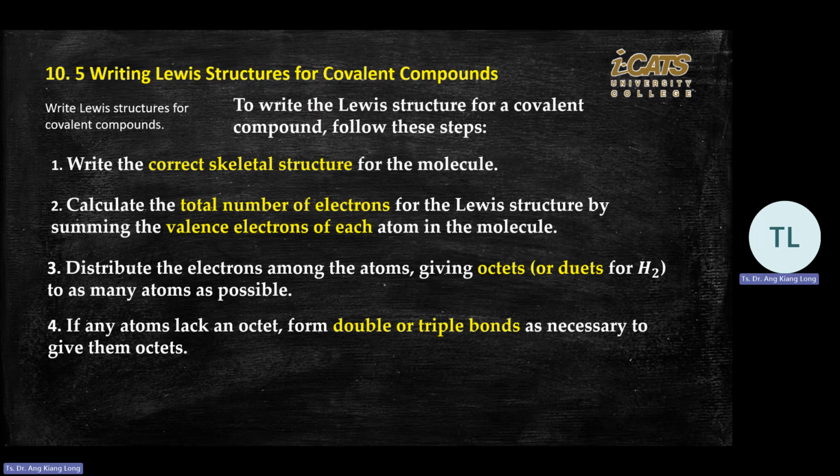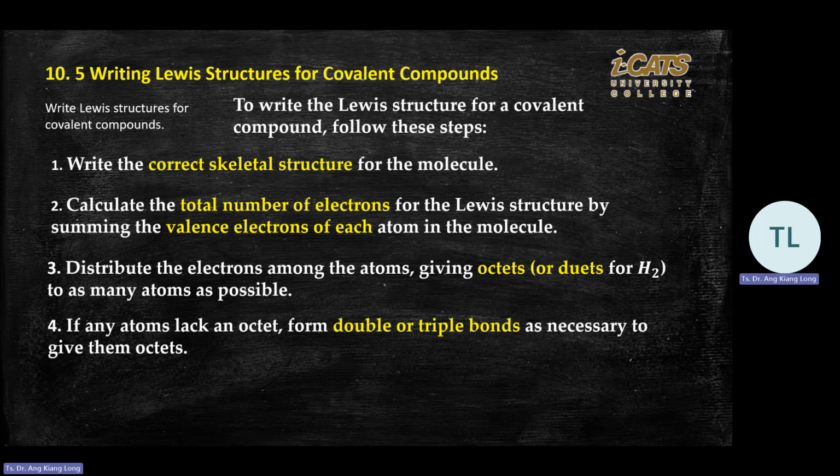Also can. Okay. Third step, you distribute the electrons among the atoms, applying the octet or duet rules. I'm looking for the third step to be to establish or complete the octet rules. Or the number 3, you can write achieve octet rules, or state duet rules. Also can. Okay, as many as possible.